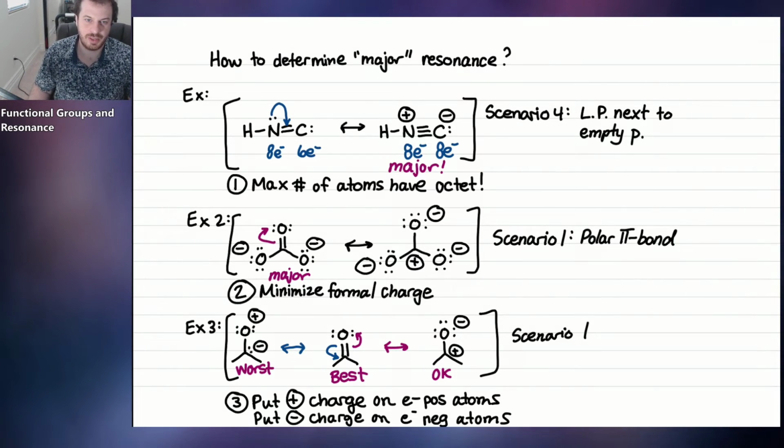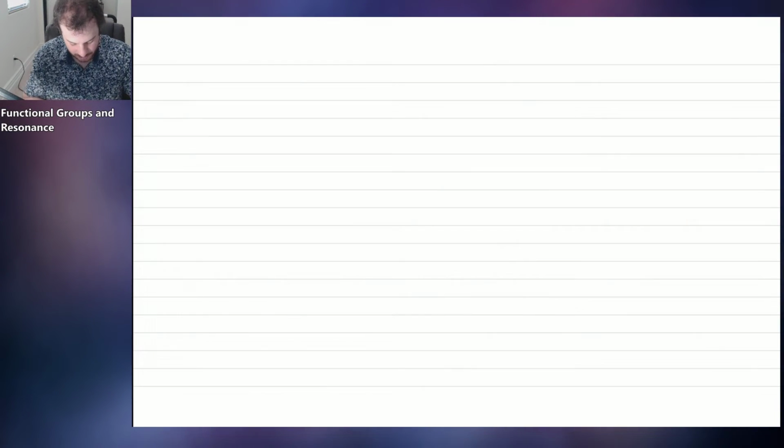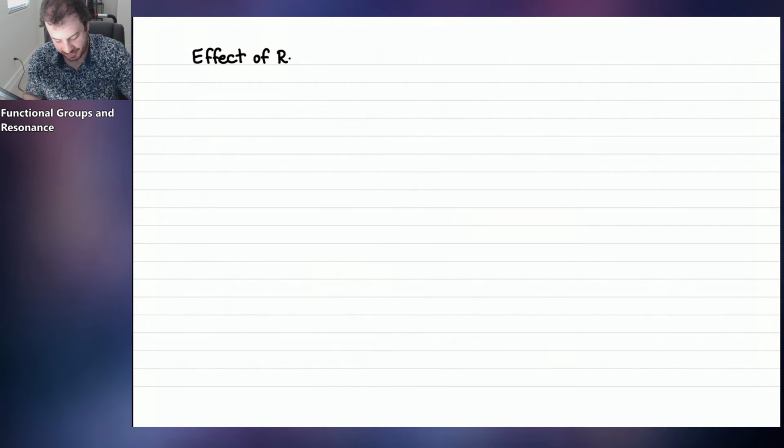All right, cool. So that's how you can help determine the major resonance structure. We'll do more practice like that just so that you get a feel for it. One more thing I want to mention is the effect of resonance on hybridization. When I first learned this, I thought this was kind of interesting because it was something I hadn't thought of.